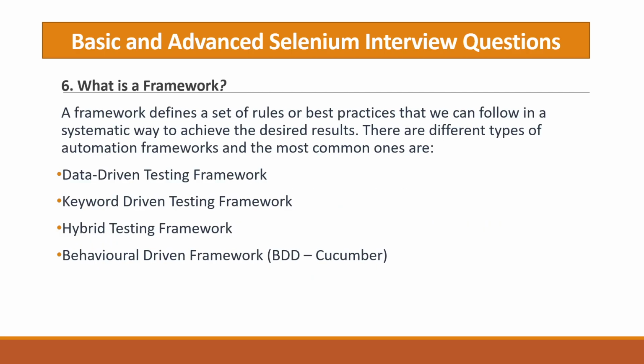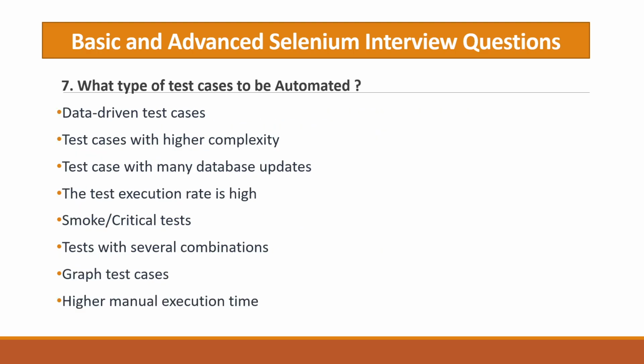Then we can move to the next question here, what is a framework? We already discussed this one. A framework is a set of rules and best practices that we follow in a systematic way to achieve the desired results. We can have different types of automation frameworks, and the most common are the data-driven testing framework, the keyword-driven testing framework and the hybrid testing framework, and the last one is BDD, that is the Cucumber framework. These are the frameworks we can usually use as an automation tester.